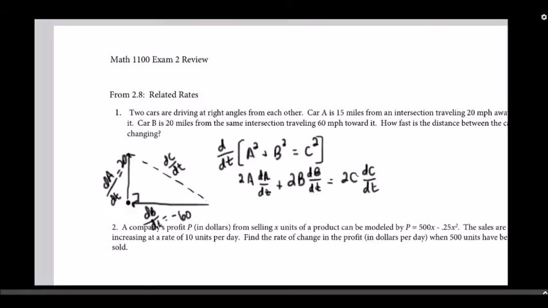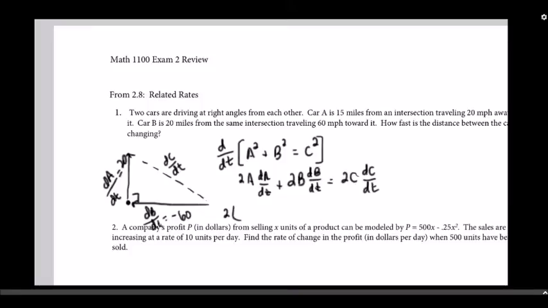Now dA/dt, dB/dt, and a and b have been given. The value of c hasn't been given, but at this particular moment in time, when car A is 15 miles from the intersection and car B is 20 miles, we can just do a quick Pythagorean theorem. 15 squared plus 20 squared equals c squared. And if you go through the process, you find out that c equals 25. So when A is 15 and B is 20, then c equals 25. So now we have all the values of the variables we need.